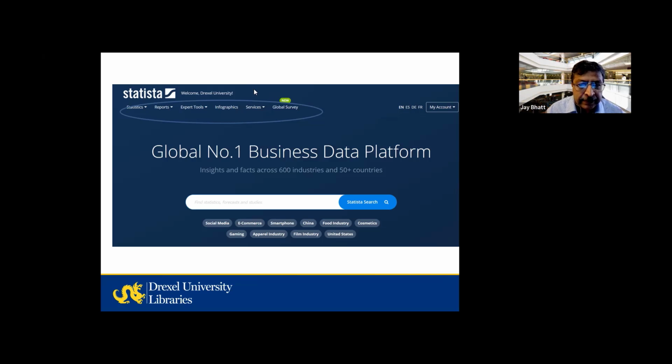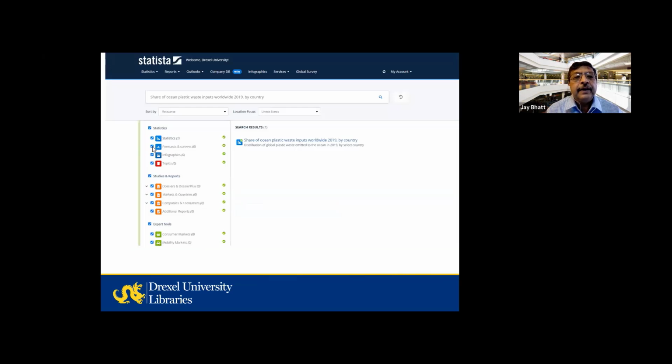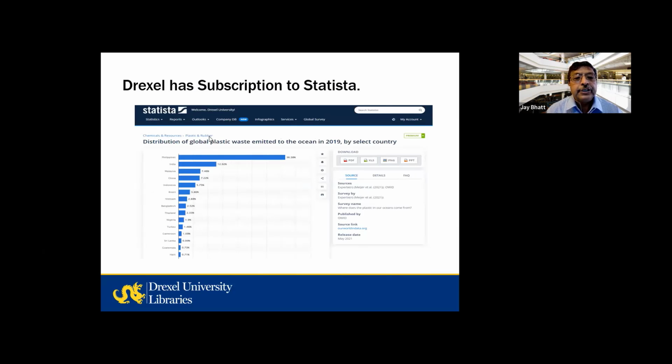But we're coming back to Statista and our ocean pollution data. Here, I went back to that link, share of ocean plastic waste input worldwide 2019 by country, and I can click on that link and find data here. This is the distribution of global plastic waste emitted to the ocean in 2019 by different countries. A PDF download is also available, showing where it is coming from, who is publishing it, and the source link. All that is available through Statista here.